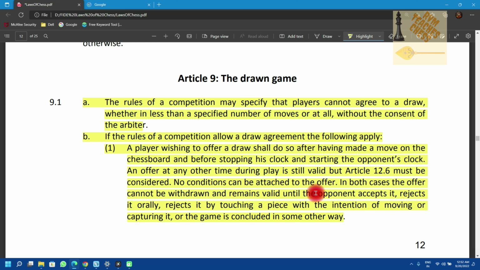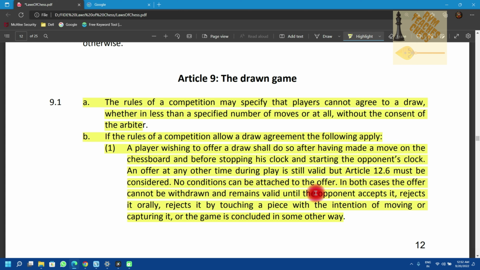If you call the arbiter and he comes to look at the position and decides whether progress can be made or not, in such a case exceptions are made and draws can be declared. But otherwise, in high level tournaments, there is this limitation that within the first 30 moves, you cannot ask for a draw offer. You cannot declare a draw by agreement.